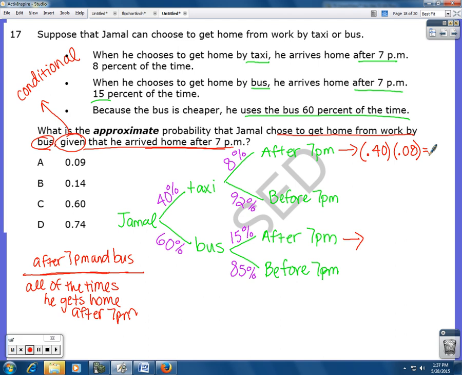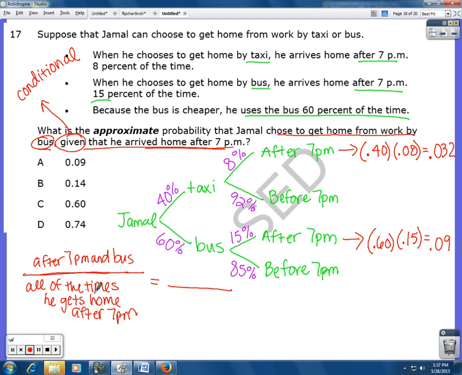We're also going to go here and multiply the probability he took the bus and got home after 7 p.m. Up here, the probability that he took a taxi and got home after 7 p.m. was 0.032. For here, it's going to be 0.09. Now let's go back to the equation we set up over here.